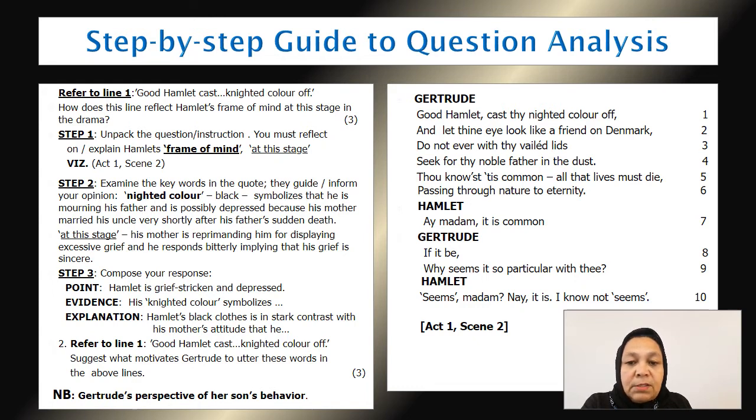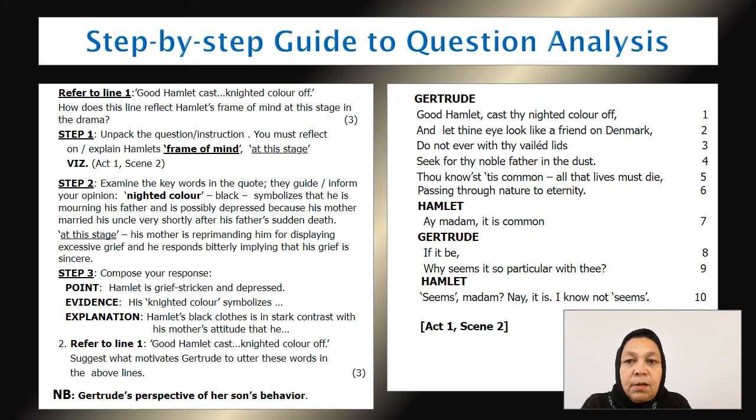What does it symbolize? It symbolizes that Hamlet is in deep mourning for his father and is possibly depressed, because we know that his mother has married his uncle very shortly after his father's sudden death. At this stage, his mother is reprimanding him for displaying excessive grief, and he responds bitterly, implying that his grief is sincere. And step 3, you now compose your response.